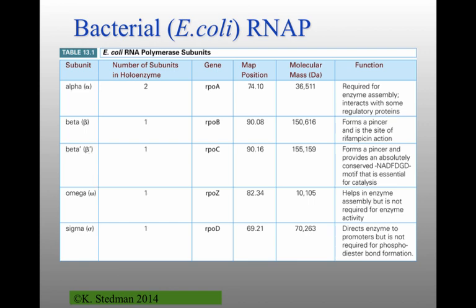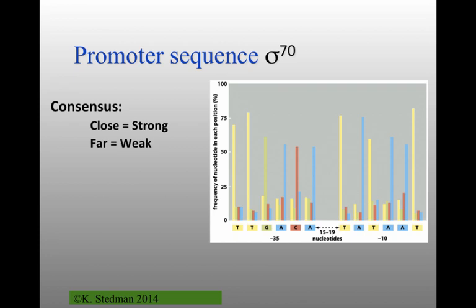And as we'll see a bit later on, alpha is really mostly important for regulation of this polymerase and getting the polymerase to the right place. So let's talk a little bit more about some of these sigma factors. Again, I said they're the specificity factors. They're what allow the polymerase to bind to the appropriate sequence.